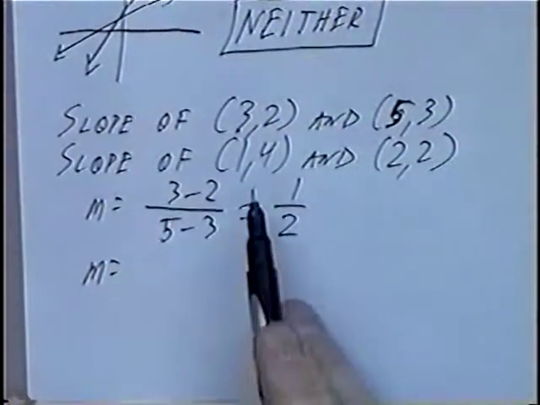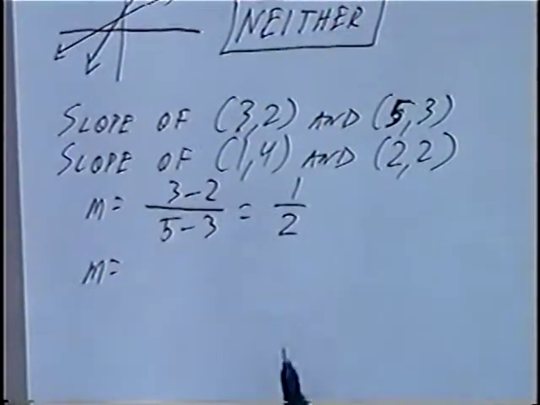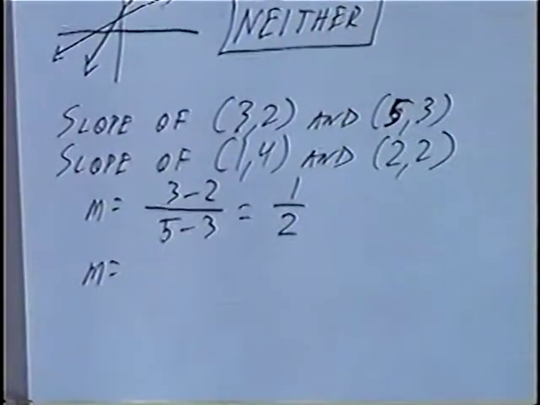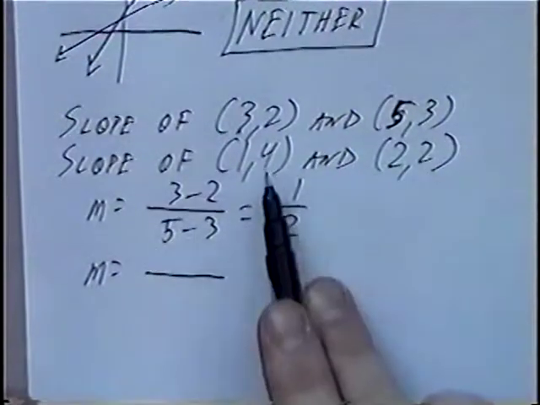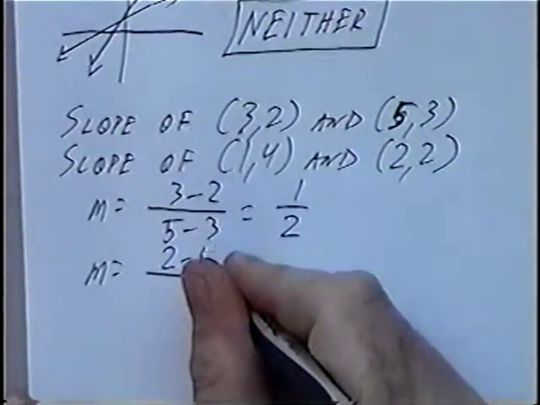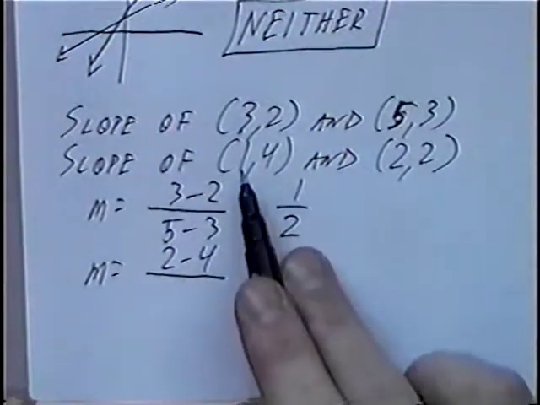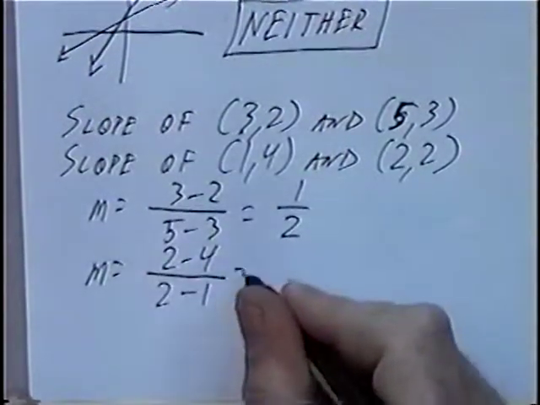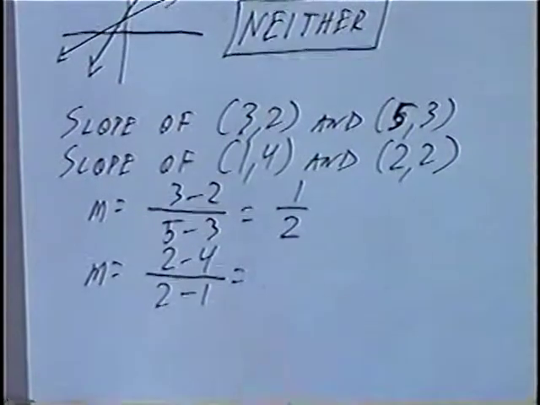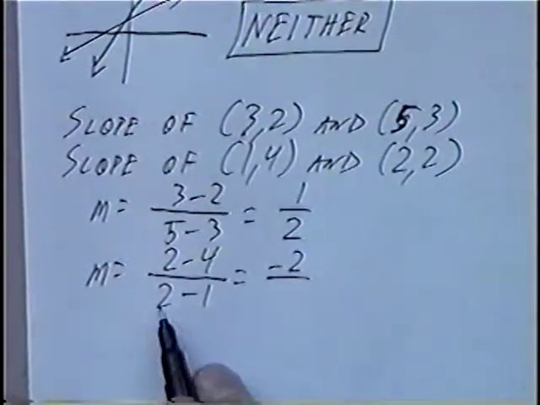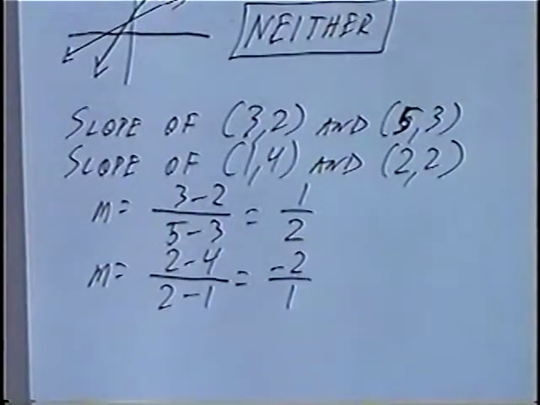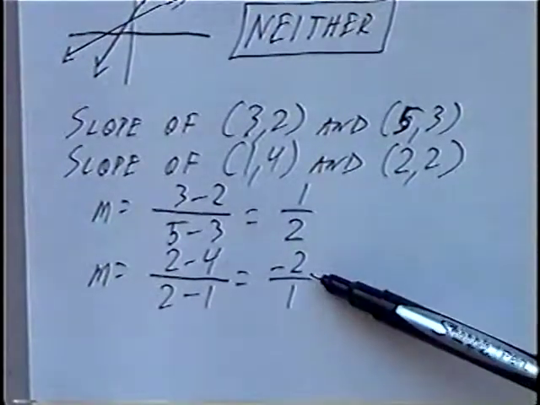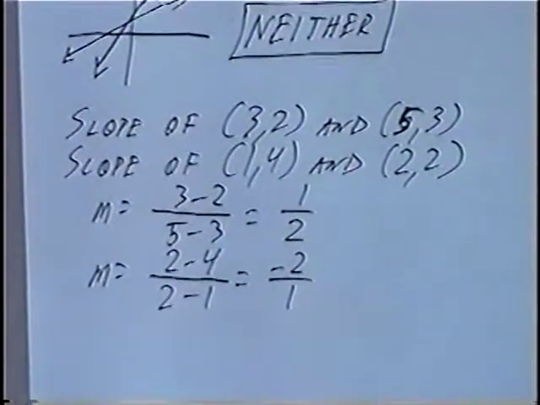Next we'll find the slope of the second 2 points. And once we find the slope, then we'll compare them to see if it's parallel, perpendicular, or neither. Subtracting the 2 y values, 2 minus 4, and subtracting the 2 x values, 2 minus 1. 2 minus 4 is negative 2, and 2 minus 1 would be 1. So the slope of the first 2 points is 1/2. Slope of the second 2 points is negative 2/1 or negative 2.